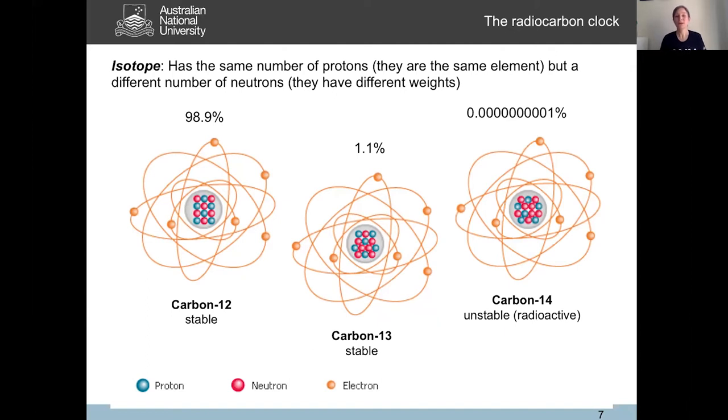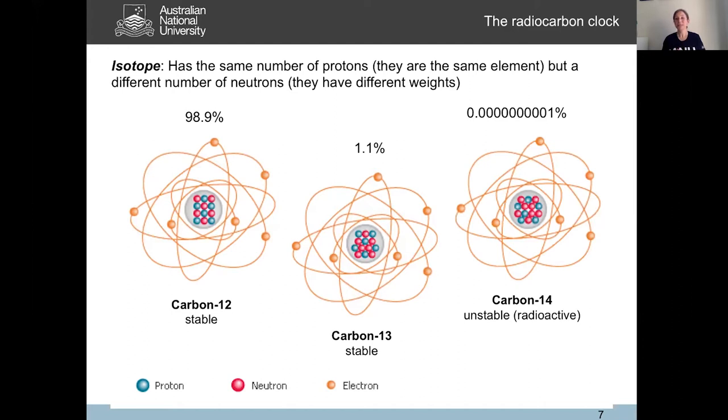So carbon-12 has got 6 protons and 6 neutrons in it, so it has a mass of 12. And this is the most abundant isotope of carbon in the atmosphere today. About 99% of the carbon is carbon-12, and it's stable. Carbon-13, as you might realize from the name, is a bit heavier, 6 protons, but 7 neutrons in the nucleus. And that's about 1% of the carbon in the atmosphere today.